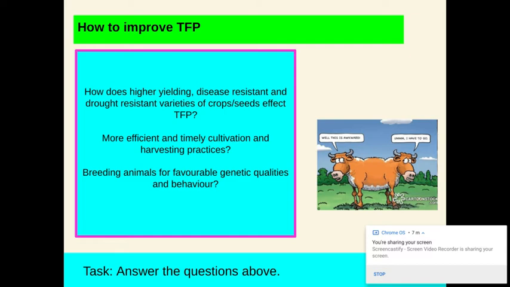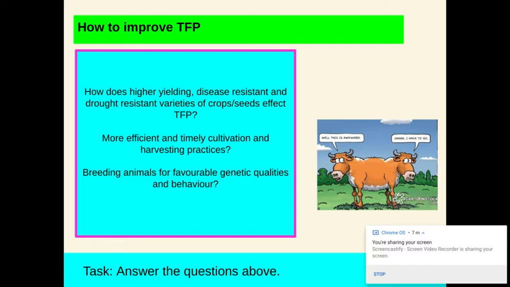So how does higher yielding, disease-resistant and drought-resistant varieties of crops or seeds affect the TFP? So in certain areas of the world, drought-resistant crops are essential because other things simply won't grow. There's no moral dilemma attached to that. That's just simply being smart. And I talked to you last lesson about farmers in the UK having what we call agronomists, and agronomists will go out to a farmer's land and assess the pH balance of the soil and the moisture content and say, you really ought to be growing crop X on this field instead of crop Y, and that will increase your productivity, increase your yield, and therefore your income.